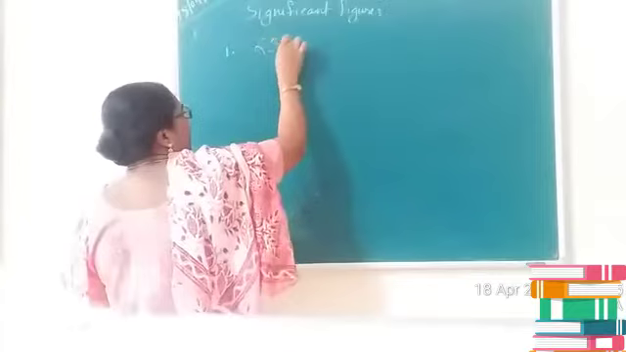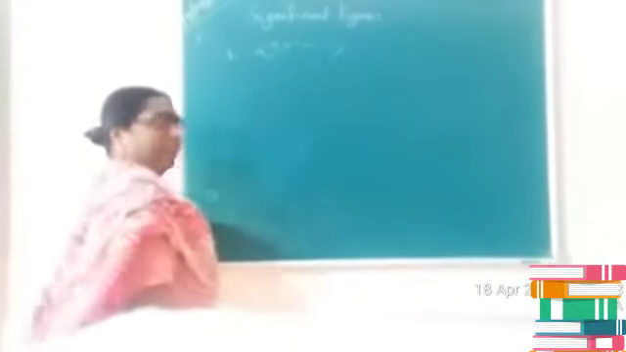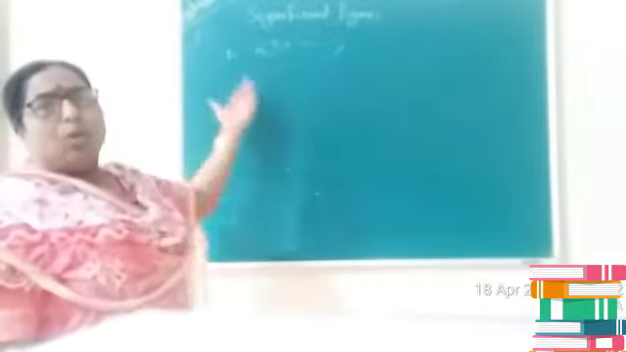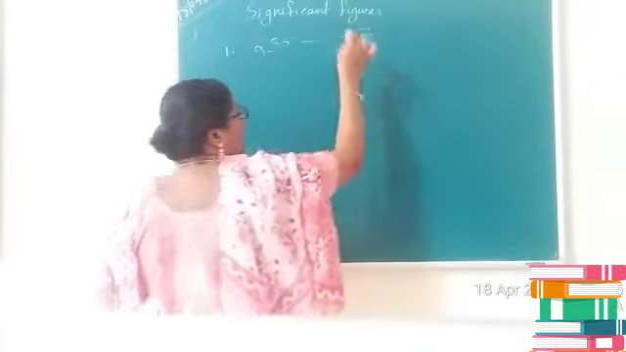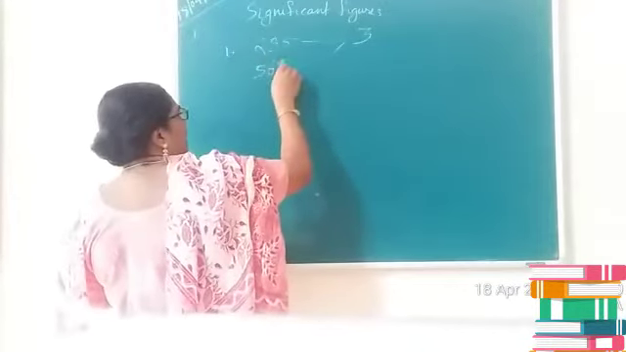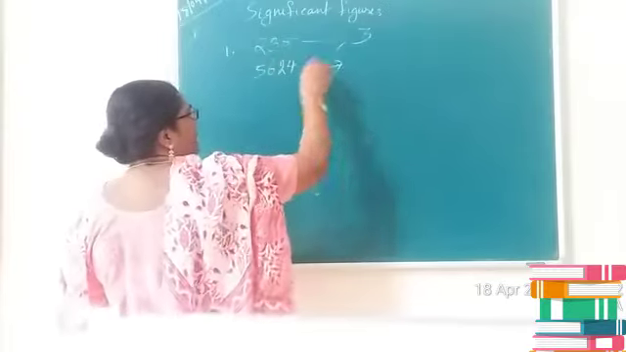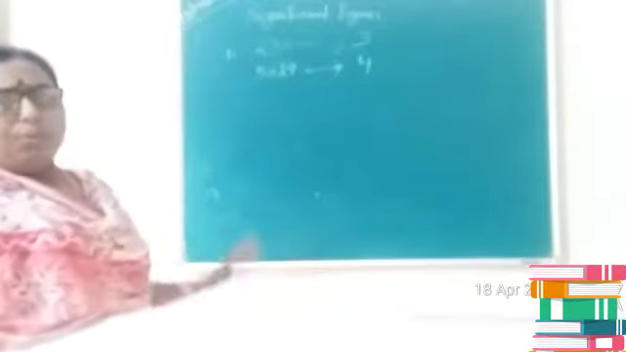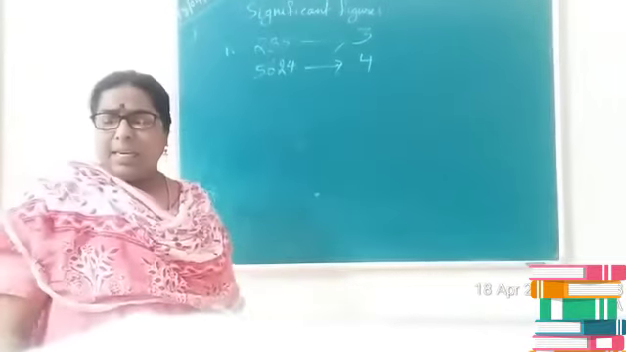For example, if I consider 235. In 235, how many significant figures are there? 3 significant figures are there. Since all of them are non-zero digits, we can say that they possess 3 significant figures. Or if you consider 5624, it possesses how many significant figures? 4 significant figures. So we can say that all non-zero digits are significant.